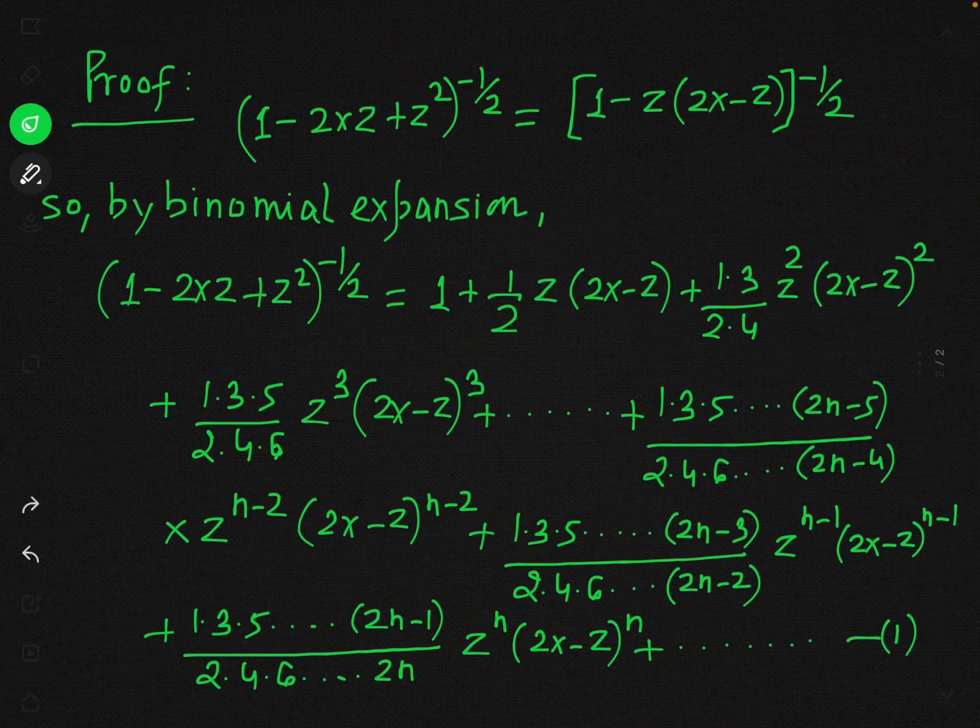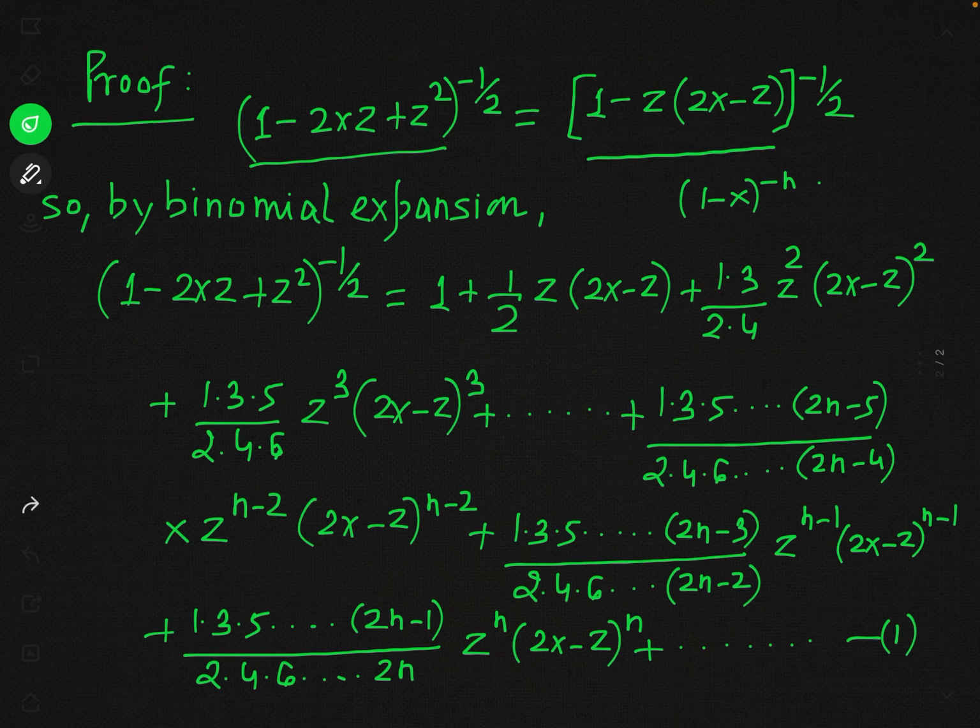So now we will first prove that the given function 1 minus 2xz plus z square whole to the power minus half is the generating function of Legendre polynomials. For this, let us see here. I have arranged this function in this way. You can take z as a common factor in the last two terms, and so this is equal to 1 minus z into 2x minus z whole to the power minus half.